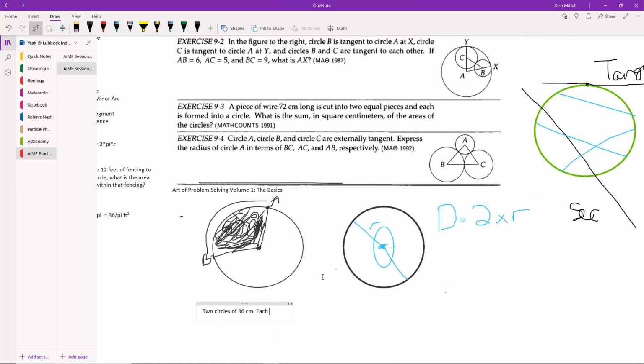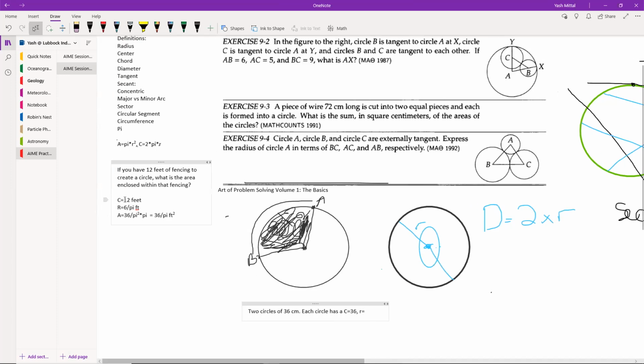That means each circle has C equals 36, which means it also has a radius. This is similar to the problem that we did earlier, where we went from the circumference to the area, so I'm going to speed through this really quickly. C is equal to 36, divide that by 2 pi, and r is 18 over pi. And then the area must be 18 over pi squared times pi, which is 18 squared, that is 324, divided by pi squared, multiplied by pi. That cancels out one of the pi's, and so we get an area of 324 over pi for each circle.